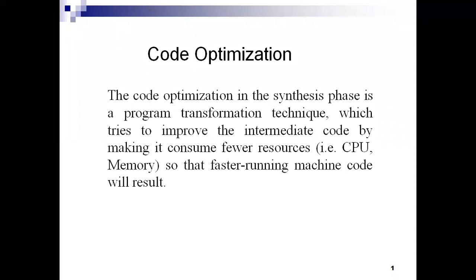Today's concept is code optimization, which is the fifth phase in the process of compilation. Recalling all the phases of the compilation process: the first one is lexical analysis, the second is the syntax analyzer, the third is the semantic analyzer, the fourth is the intermediate code generator, and the fifth one is code optimization.